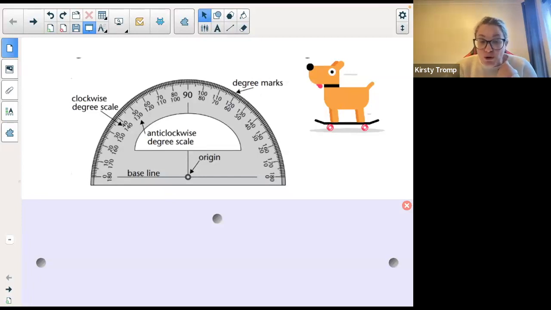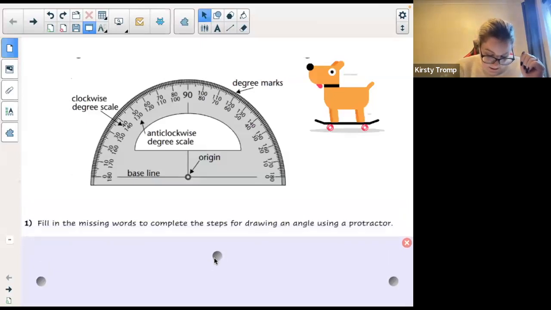So what we're going to do together is fill in the missing words to complete the steps for drawing an angle using a protractor. When I move the screen down, you're going to see that there are some missing words. We're going to fill in the missing words to complete the steps for drawing an angle using a protractor. All right, let's go have a look.